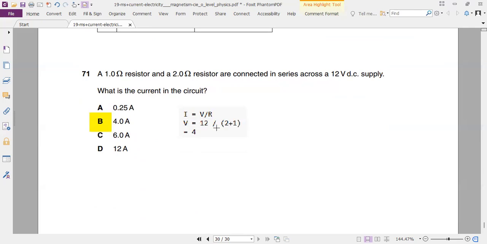So calculate the voltage using these two. The diagram is not shown, only the words of the question illustrate the situation. We have two series resistors, add them together like this and divide the voltage by them, which gives you the current.